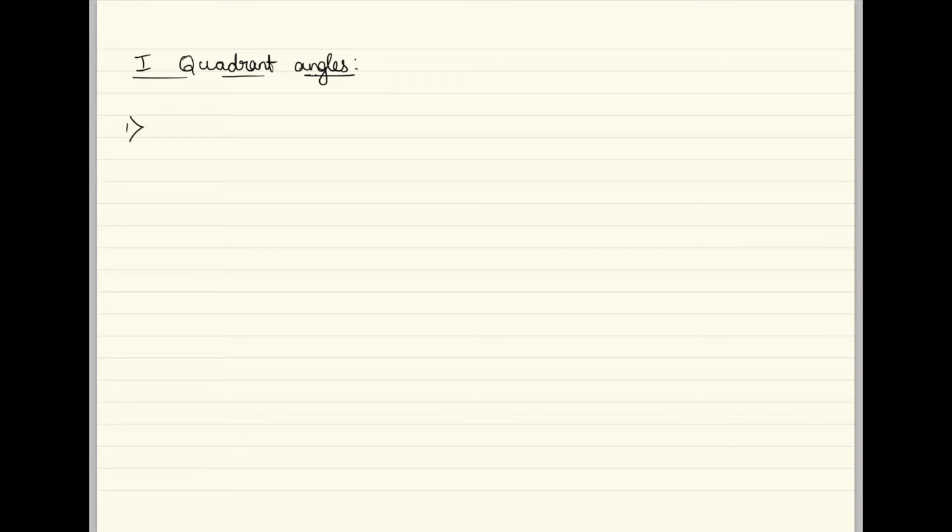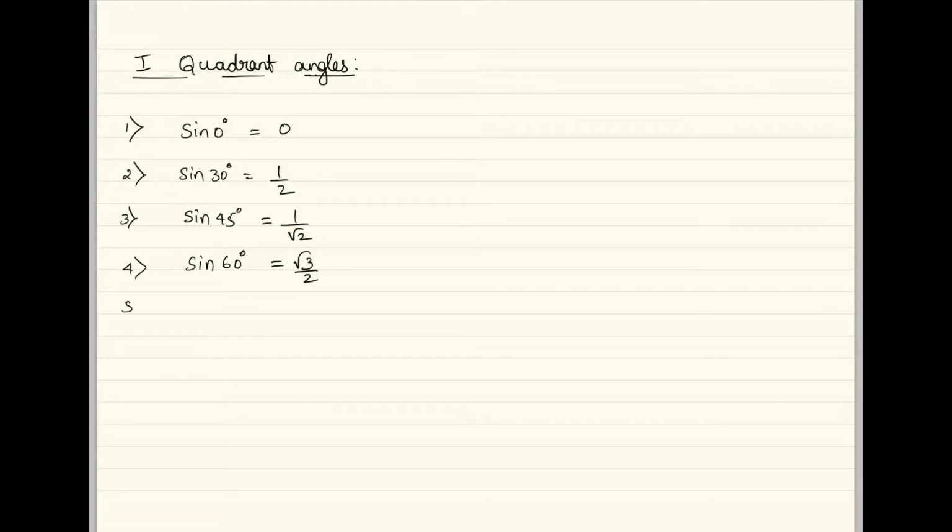These angles are already there in the 10th class syllabus: sine 0 degree is 0, sine 30 degree is 1 by 2, sine 45 degree is 1 by root 2, sine 60 degree is root 3 by 2, sine 90 degree is 1. I'm not writing for cos, tan, secant, cosecant and cot, that you already know. I'm just revising for sine. So these are first quadrant angles.